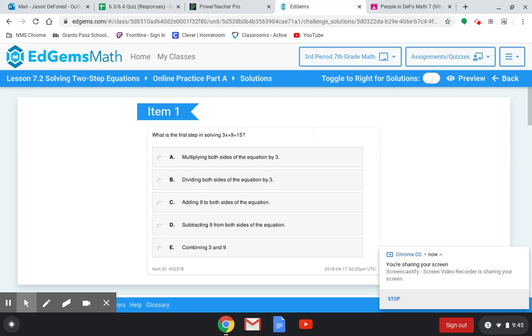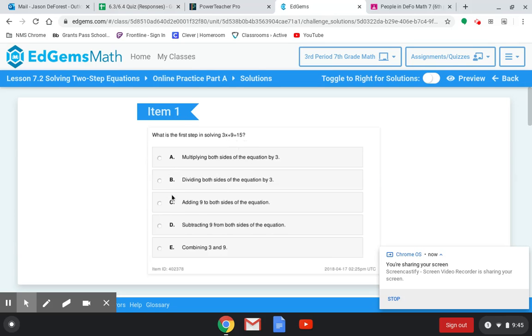Item 1 on the Online Practice A. What is the first step in solving 3x plus 9 equals 15? Well, remember that when you're solving, it's the reverse of simplifying. Simplify is always PEMDAS. But solving, we're trying to get this variable x by itself, and so that's SAD MEP. We want to get rid of any subtraction or addition first, and there's that plus 9. So we're going to end up subtracting 9 from both sides and getting 3x equals 6.